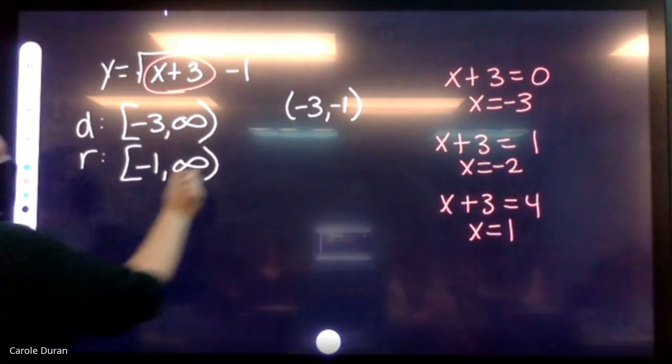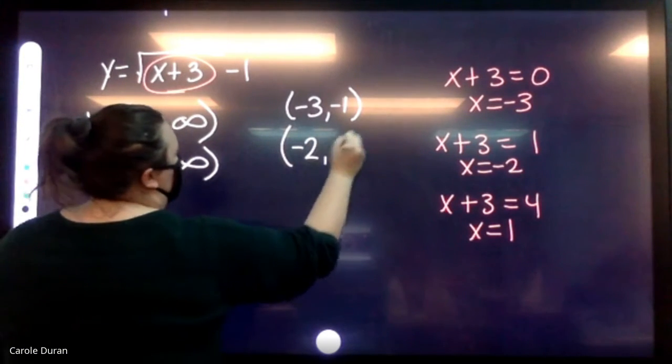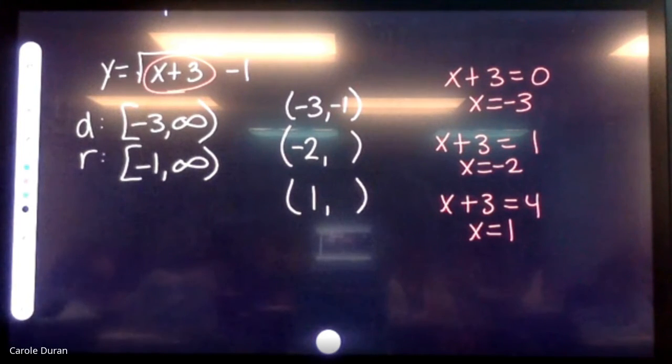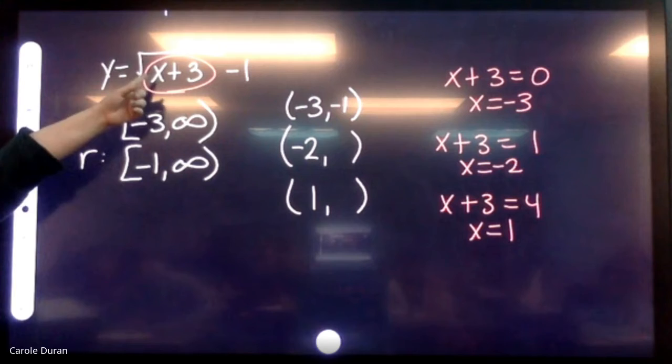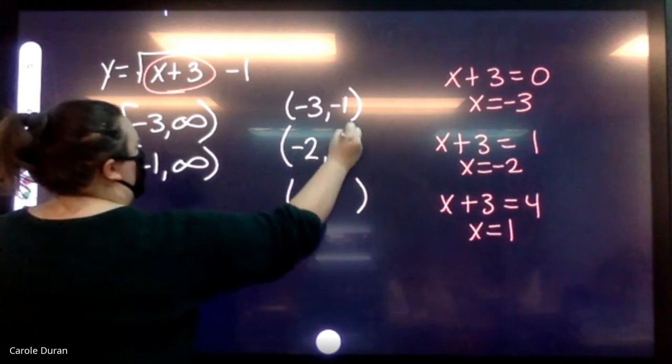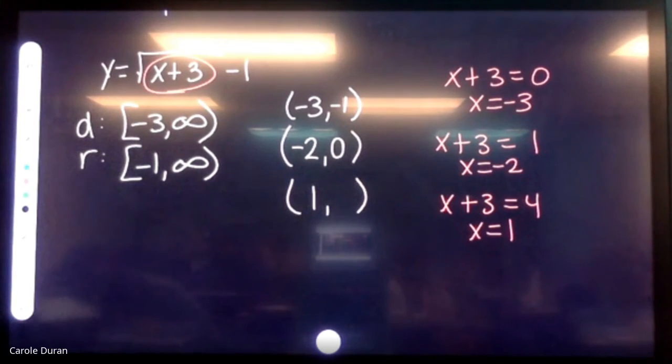Now you just plug them in. We'll plug them into this function, and then we will solve. Shane, what did you get for -2? What's the y value? I got 0. That's perfect, because negative 2 plus 3 is 1. The square root of 1 is 1. Minus 1 is 0.